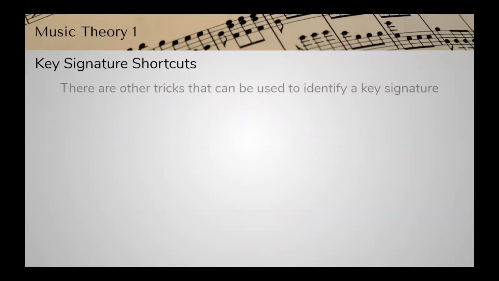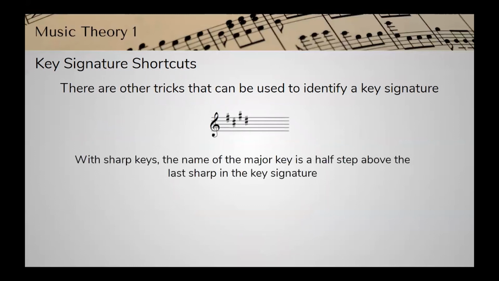Okay. All right, so then some key signature shortcuts. So after you've memorized the circle of fifths, there are some other quicker ways to identify a key signature too. So with sharp keys, the name of the major key is a half step above the last sharp in the key signature. So here we have a key signature with 4 sharps, and our last sharp there is D sharp.